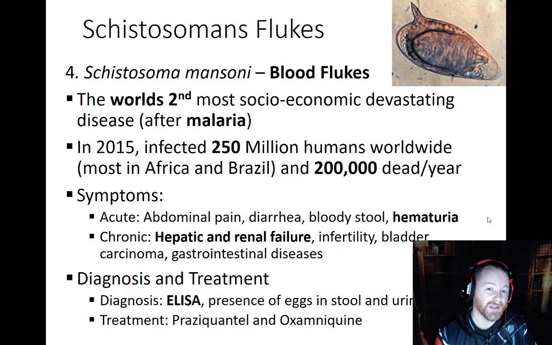So one of the easiest ways to tell if you have them is to do an ELISA test, which is a DNA test, and then also looking for presence of eggs in the stool, because sometimes they can get into your digestive tract, and they can also look for a presence of the eggs in urine.